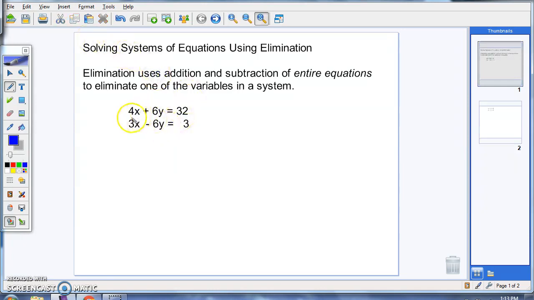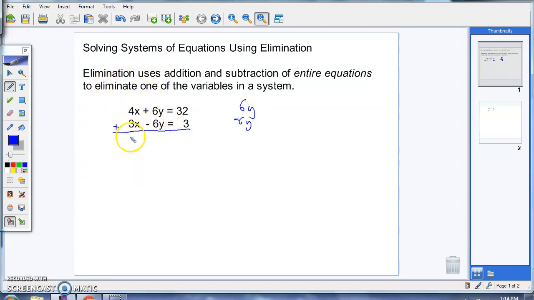This first system right here: 4x plus 6y equals 32, 3x minus 6y equals 3. We have 6y and negative 6y, right? And we know that when you add those together, you get 0. So I'm going to simply do that, add them together. You're just going to add vertically. Your equations need to be lined up like this, 4x plus 6y, 3x minus 6y, so that the x's and the y's line up, and the constants, those are called constants, on the other side line up as well.